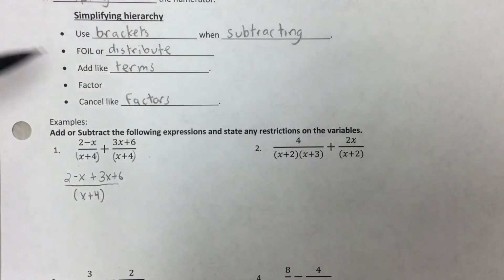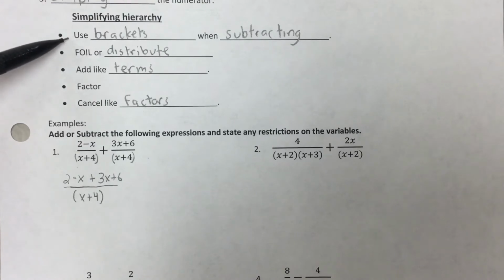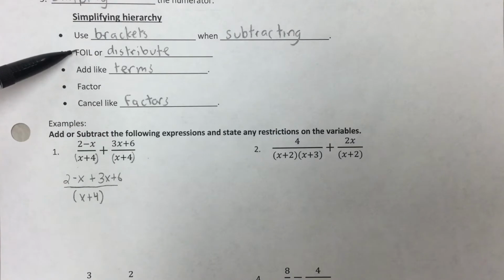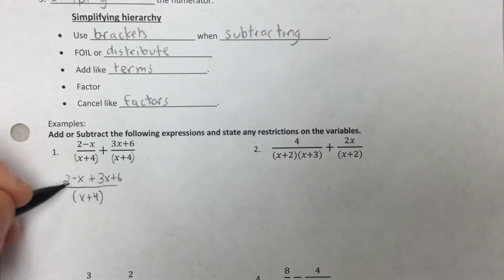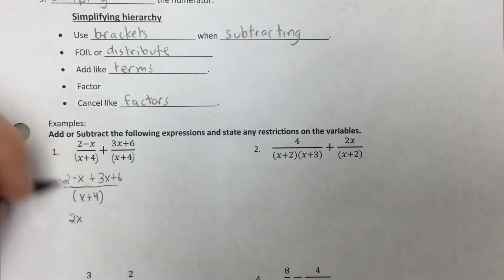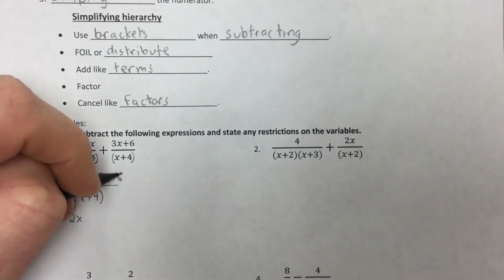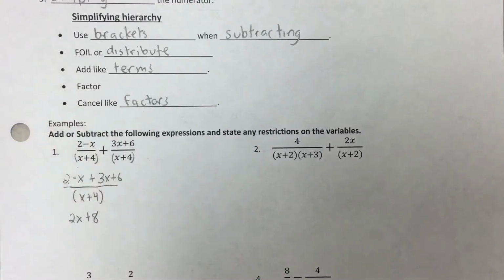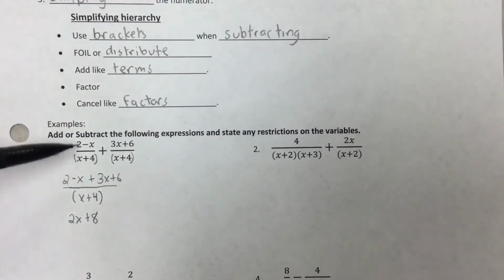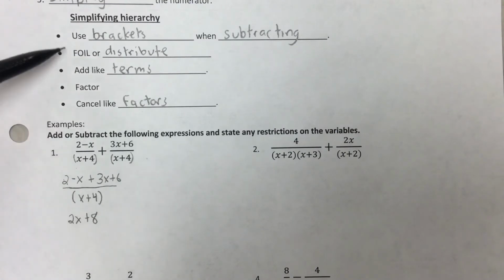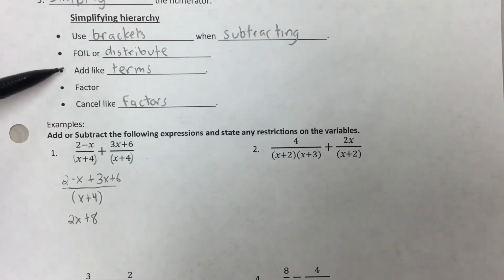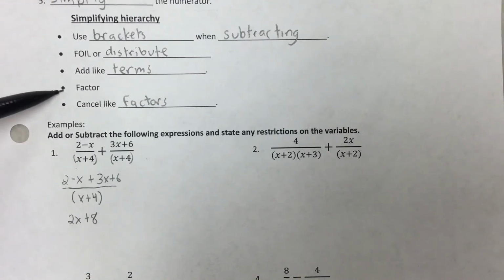And again, now is when we use this simplifying hierarchy. There was no subtraction, so I don't have to worry about this. There's nothing to FOIL or distribute, so I'm going to add like terms next. 3x minus x is 2x, and 2 plus 6 is 8. So 2x plus 8. And what I'm going to do is I'm just going to do all my simplifying now. So I'm not going to keep writing my denominator for right now until I get to the very bottom of this simplifying. So next I'm going to factor.